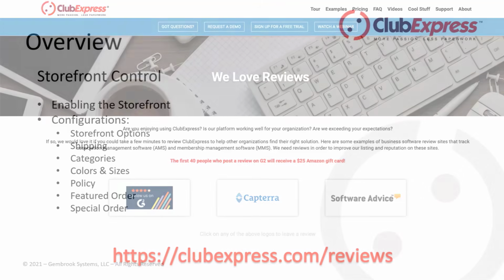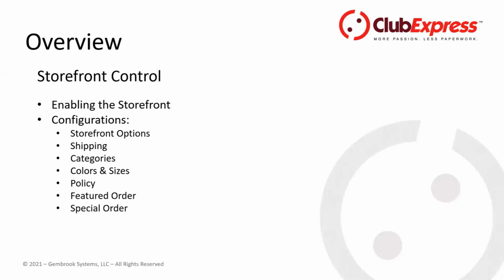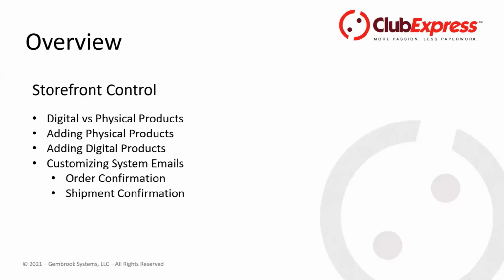So getting started today, we're going to be looking at the storefront control. This is mostly focusing on the actual backend configuration of the storefront, getting things set up for you to take advantage of the built-in storefront. It is a built-in module, so there is no added cost for using the storefront. We will review how to actually turn the storefront on in your ClubExpress website, and then go over the general configurations that you want to do before you start adding products. And then secondly, we'll be going over all of the storefront controls for adding these different types of products.